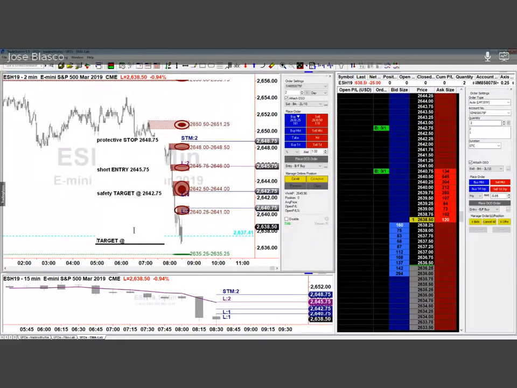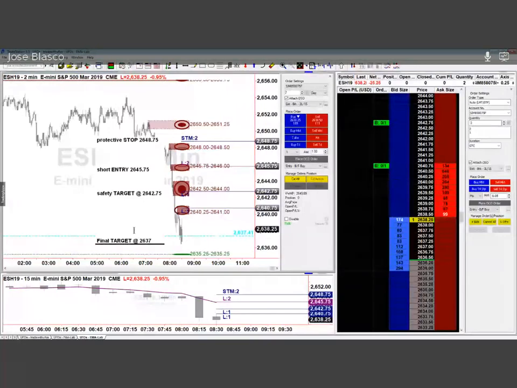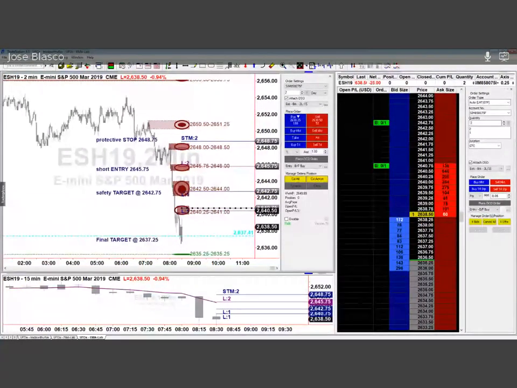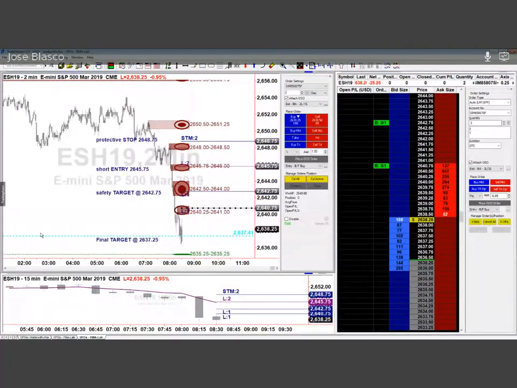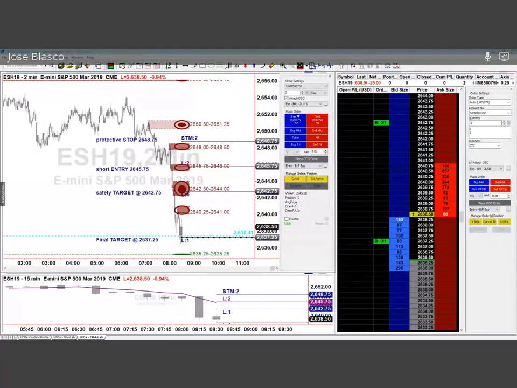So the final target would be located at 2637.25, okay? So I'm just going to grab this one and move it here to 25. And yes, okay, and this is the plan, which we're doing perfectly on time because the market is about to open in 30 seconds from now.